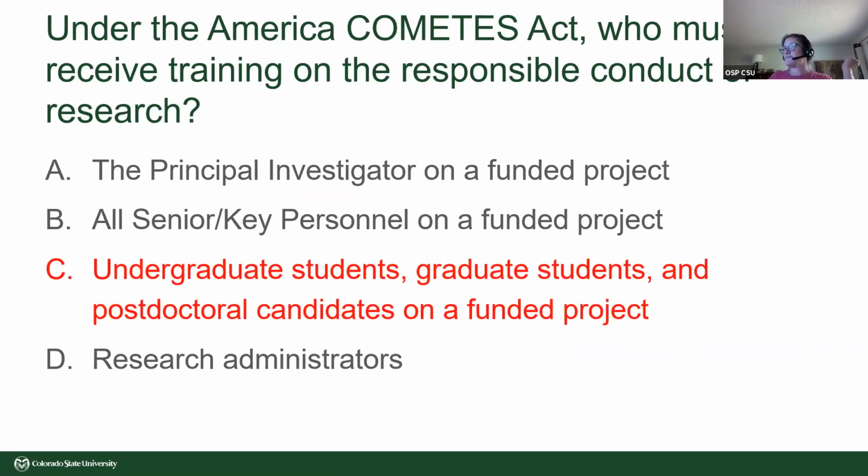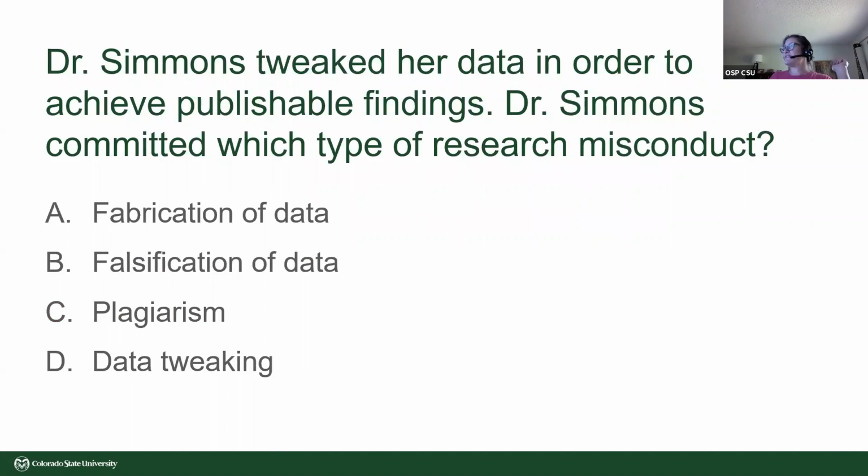Dr. Simmons tweaked her data in order to achieve publishable findings. Dr. Simmons committed which type of research misconduct? B, right? Falsification. Fabrication is making it up. Falsification is, as I say, fudging the numbers, or data tweaking, same thing.